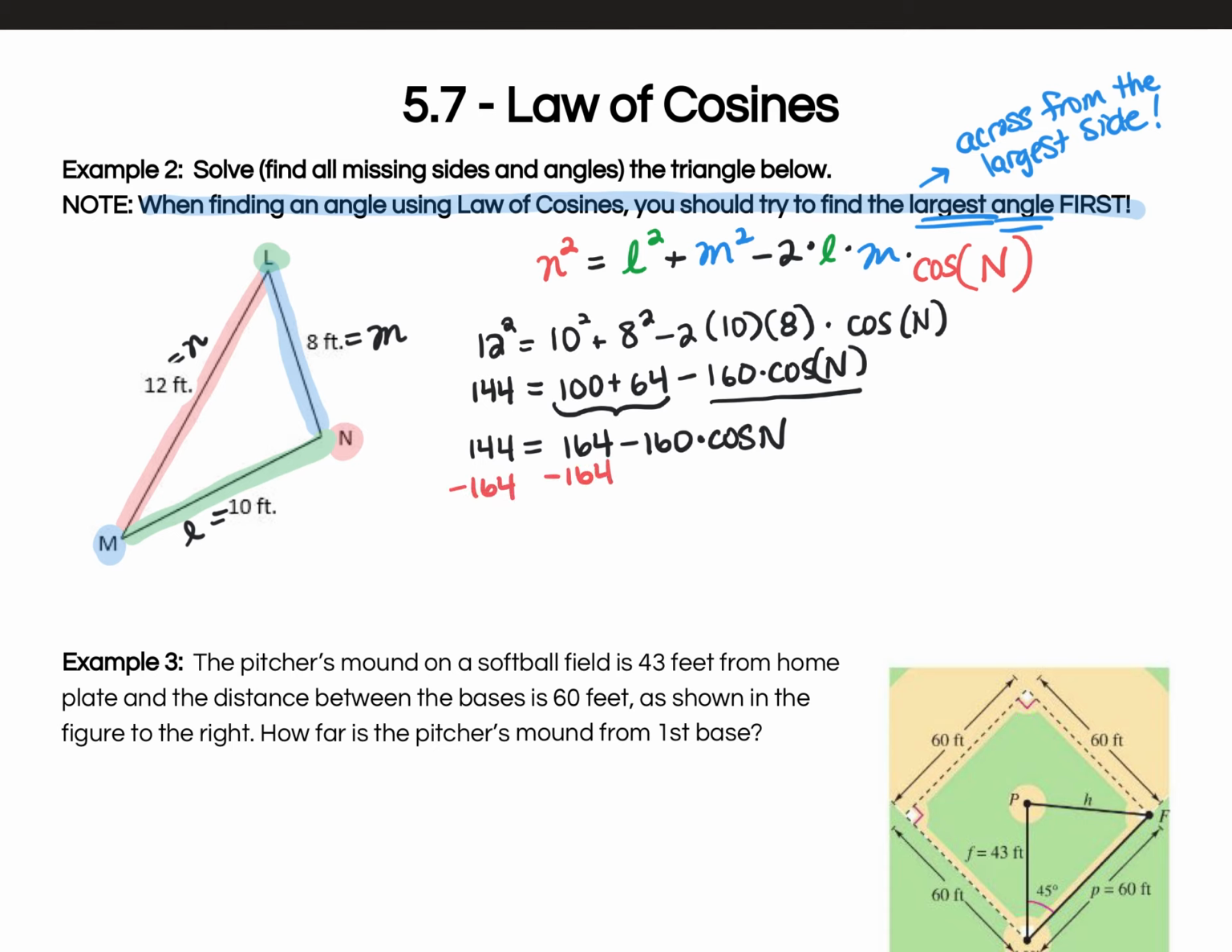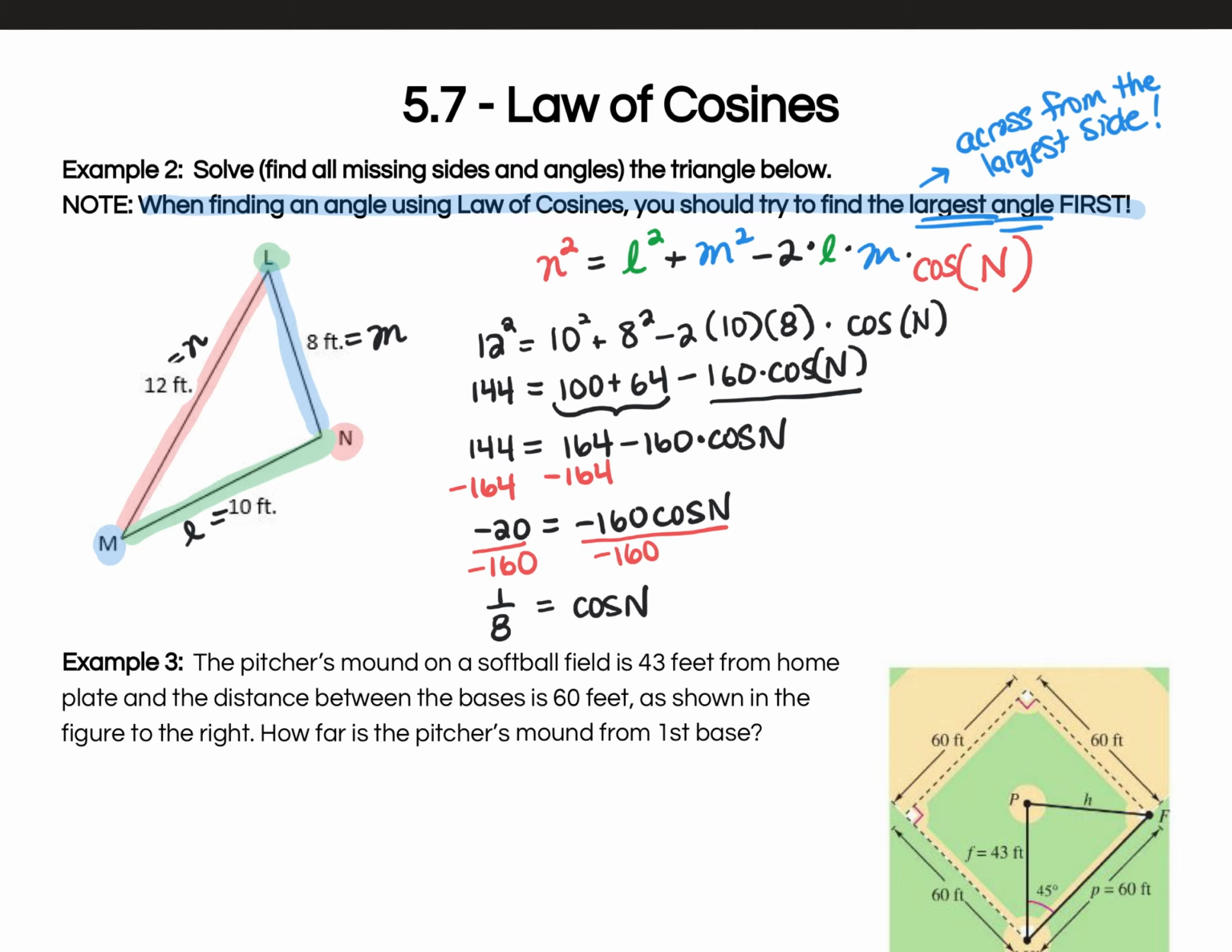It's going to give me negative 20 equals negative 160 times the cosine of n. Now I can divide by negative 160. And that's just, I mean, you could write this as a decimal if you want to. It'd be positive 1/8. I'm just going to write it as 1/8. Doesn't really matter. Equals the cosine of n.